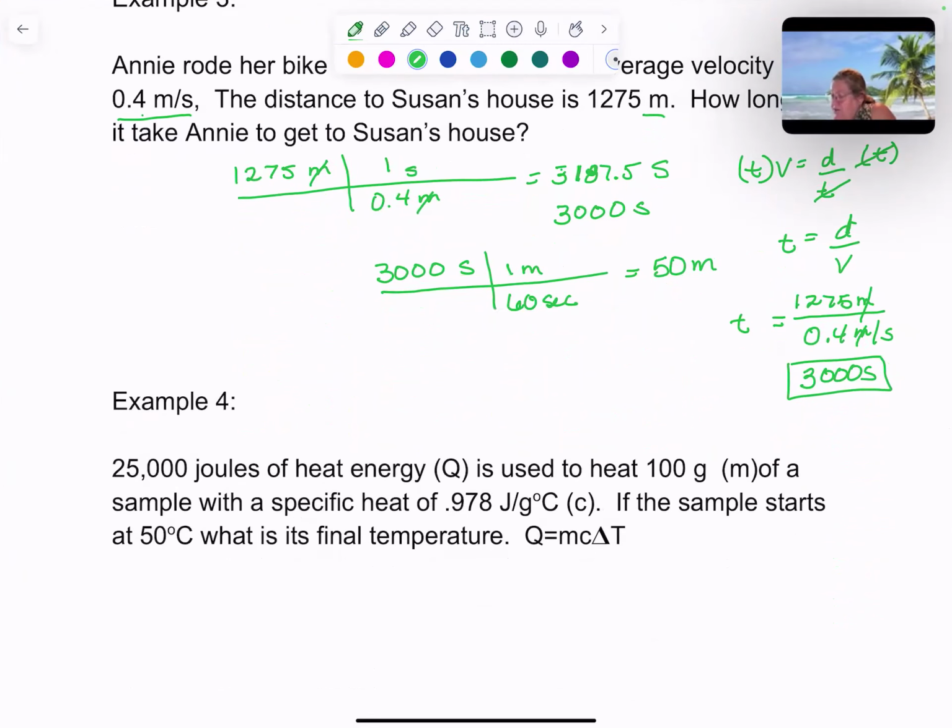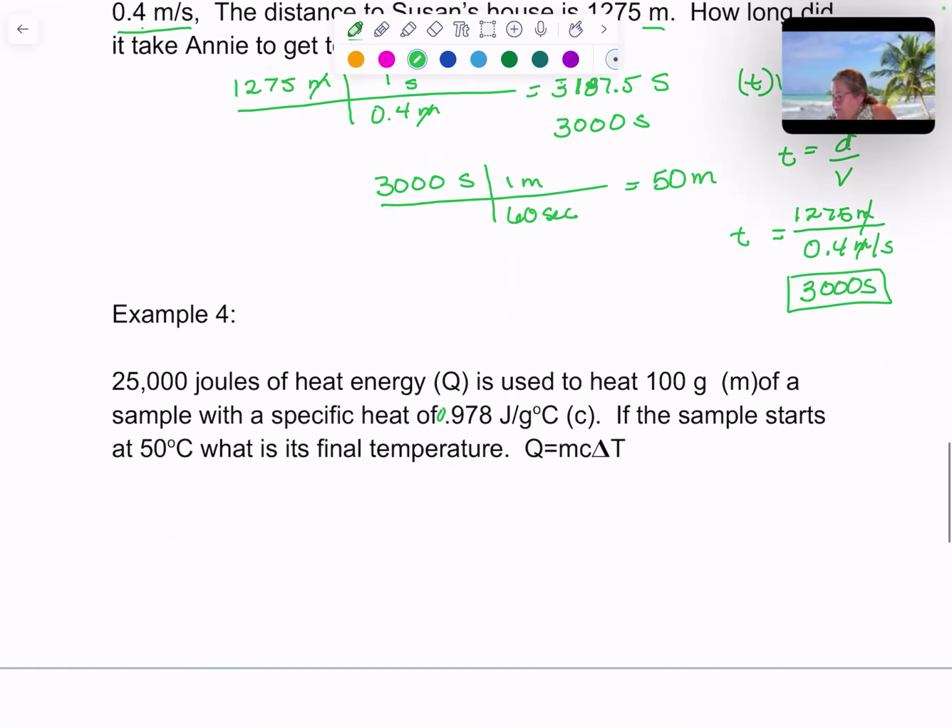Okay, here's a chemistry example I was trying to jump to a little ahead of time. 25,000 joules of heat energy, which has the symbol Q, is used to heat 100 grams, the mass, of a sample with a specific heat of 0.978, and we always put that leading zero in, joules per gram degree Celsius. If the sample starts at 50 degrees Celsius, what's its final temperature? And we've got a delta T to deal with.